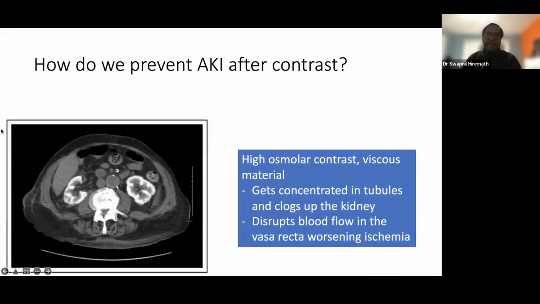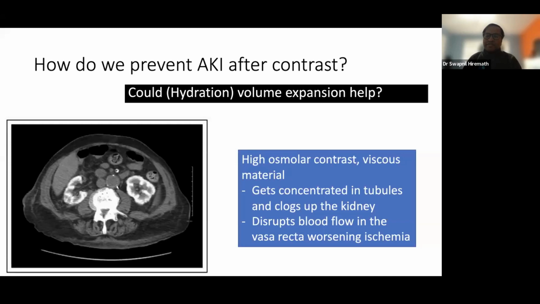So now you've got AKI. How do we prevent AKI? Now a patient is getting contrast. So let's go back to this CT scan that I keep showing you again and again. There is contrast stuck in the kidney. It is highly osmolar. It is viscous. It gets concentrated and it gets stuck. So would volume expansion help? Would it dilute the contrast and make it easier for the kidney to get rid of it?